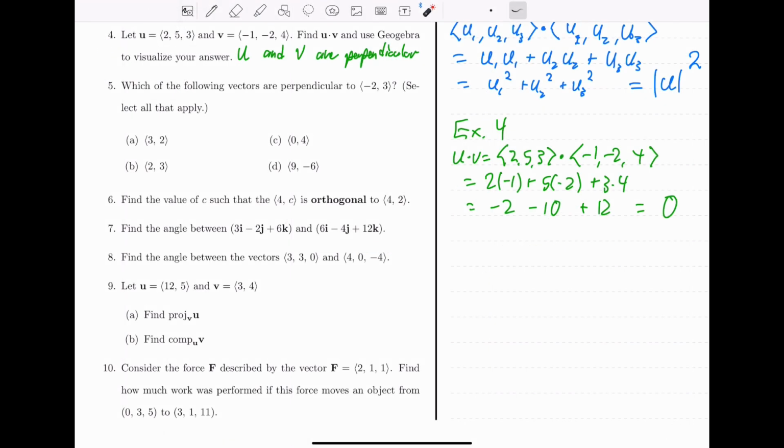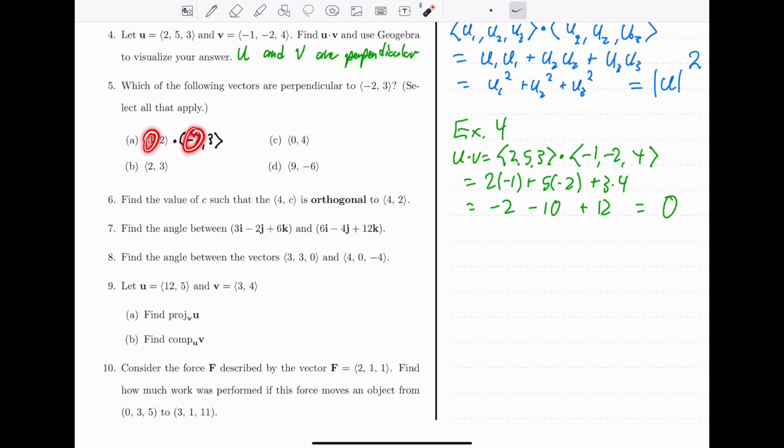Let's solve example 5. Here we're given the vector -2, 3, just a two-dimensional vector. We want to figure out which of these vectors are going to be perpendicular to -2, 3. How do we figure out if vectors are perpendicular to each other? We compute the dot product. So let's start with this first vector, 3, 2. We're going to find the dot product of this with our given vector, -2, 3. Let's see if we can do this one in our heads.